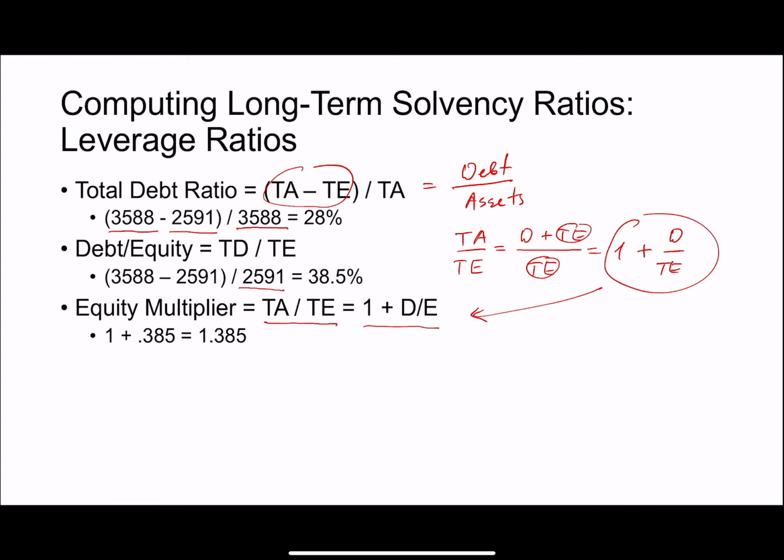And leverage could be a good thing sometimes because it can help you to boost your return on equity. We will talk about that later. But it could also be a very risky proposition. Having too much leverage may result in substantial risk to your shareholders. We will talk about that later. But that's why these ratios are called solvency ratios.